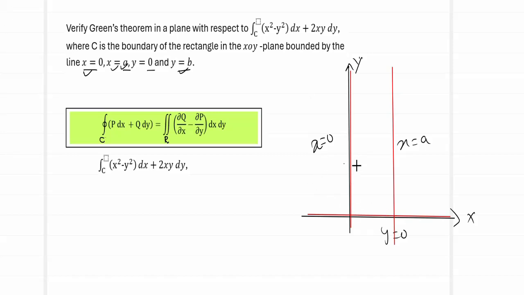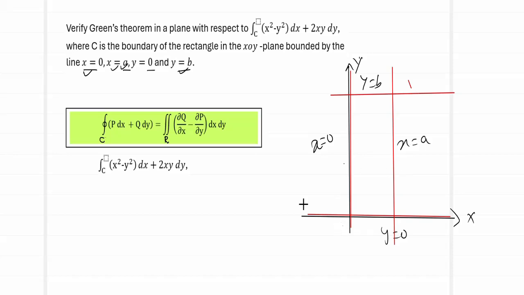So instead of taking the same length, let me take a bigger length. Let me take this to be the line called y equal to b. So we have the boundary y equal to b. What happens over here is we have the closed curve C to be the boundary.